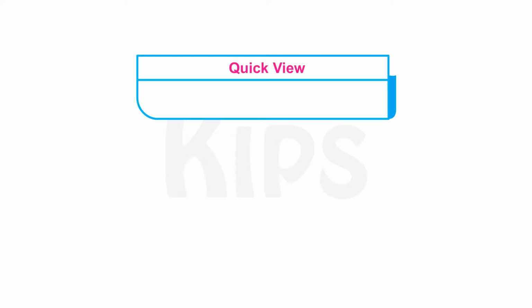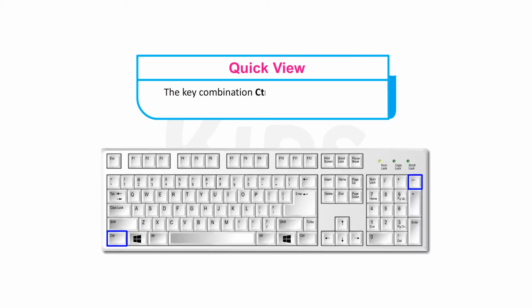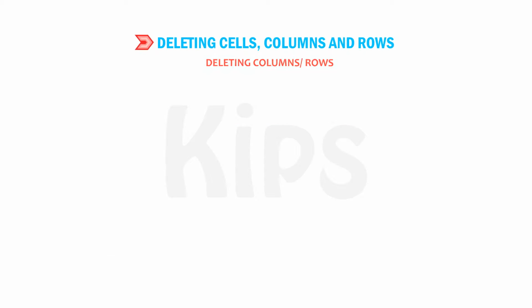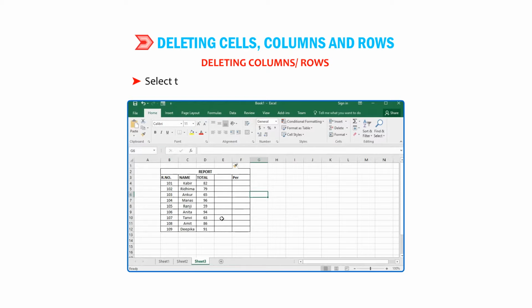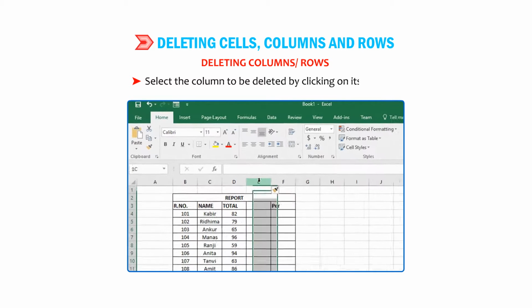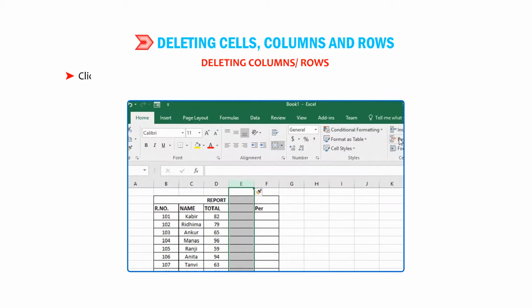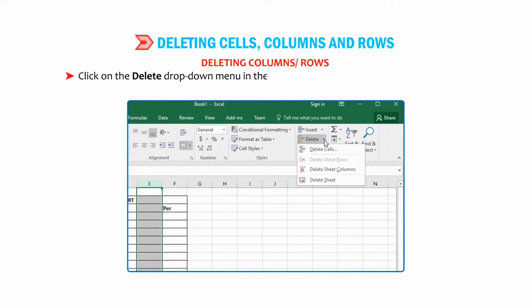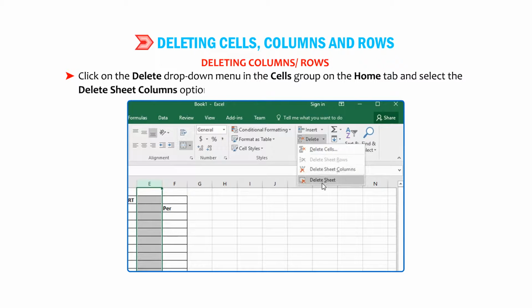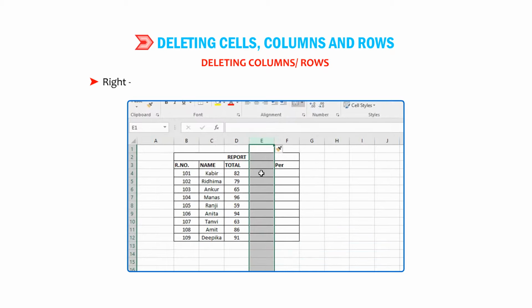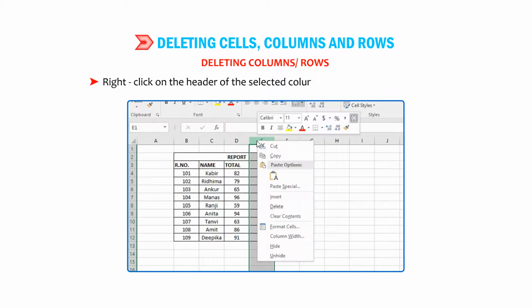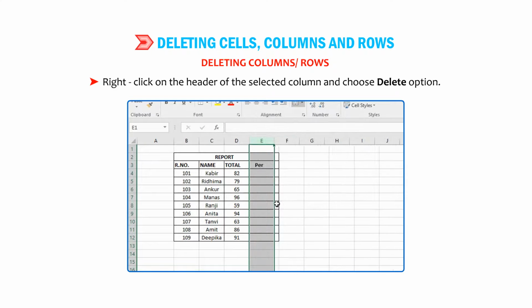Students, let us take a quick view. The key combination Ctrl+- displays the Delete dialog box to delete the selected cells. Let me now tell you how to delete columns or rows. Select the column to be deleted by clicking on its header. Click on the Delete drop-down menu in the Cells group on the Home tab and select the Delete Sheet Columns option. Or right-click on the header of the selected column and choose Delete option.